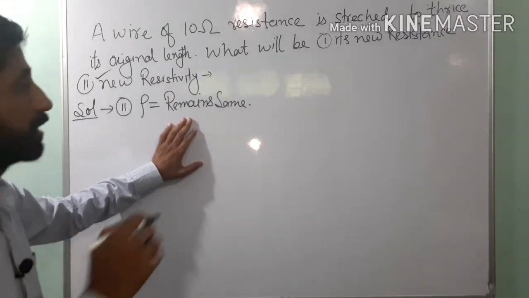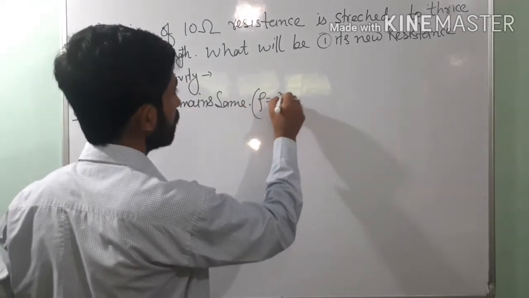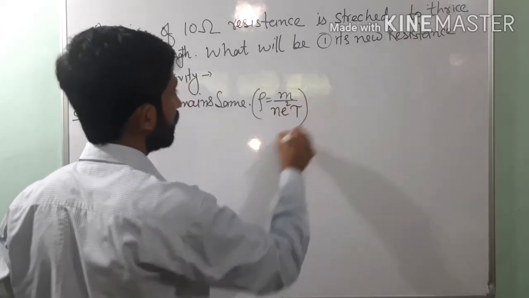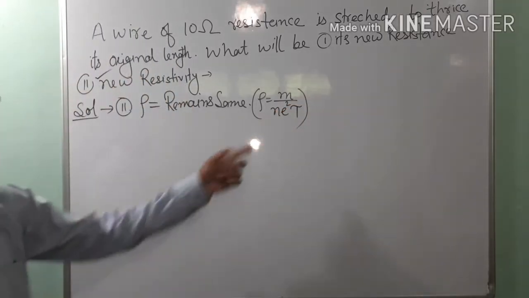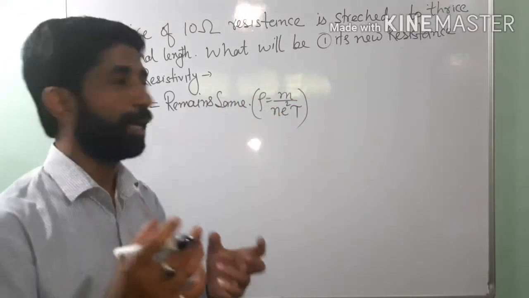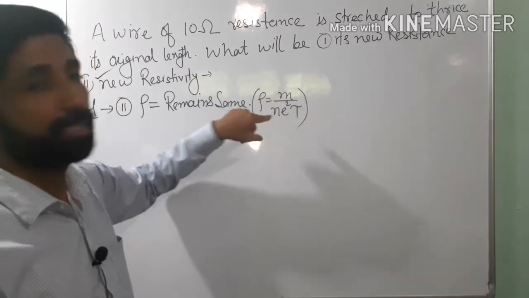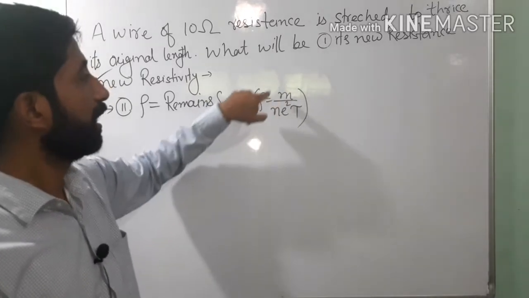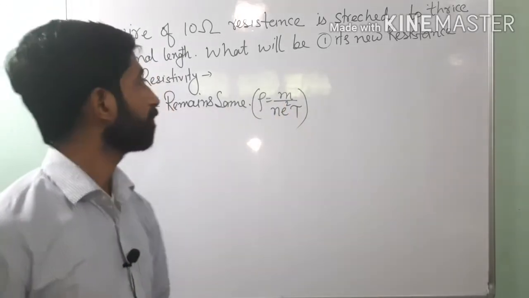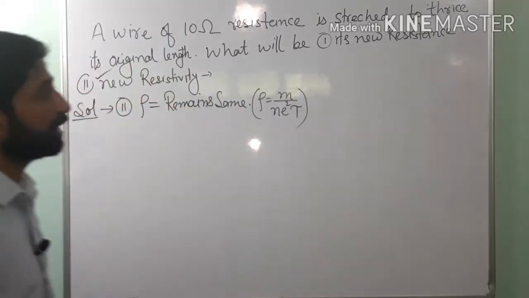The number of electrons. In the last video we had discussed that rho is equal to m upon n e square tau. So if I increase the length or decrease the length or increase or decrease the thickness of the wire, then no area of cross section or no length is over here. So obviously the rho is independent of L, the length of the conductor, and the area of cross section. Okay, this is clear hopefully.